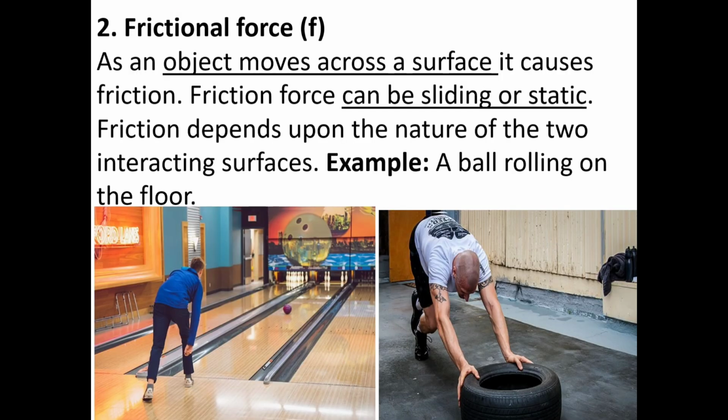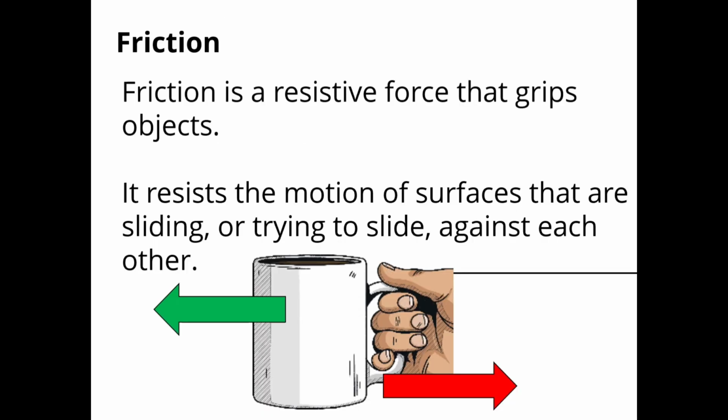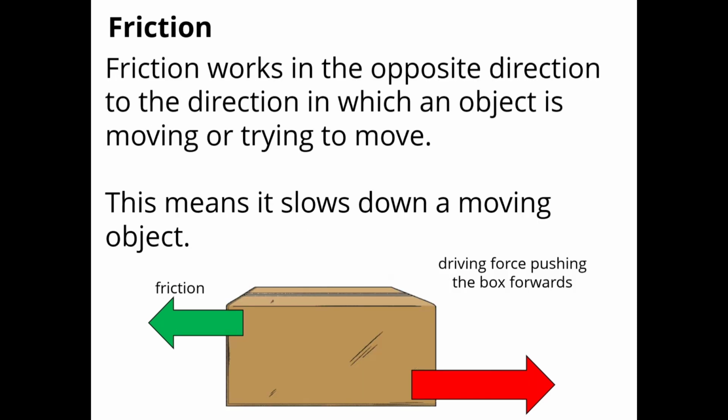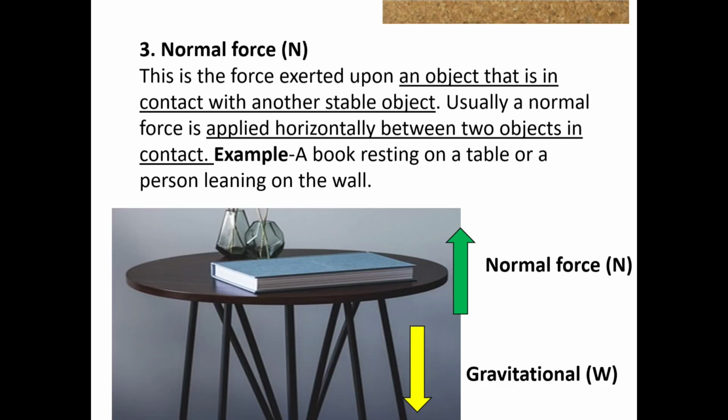2. Frictional force. As an object moves across a surface it causes friction. Friction force can be sliding or static. Friction depends upon the nature of the two interacting surfaces. Example: a ball rolling on the floor. Friction is a resistive force that grips objects. It resists the motion of surfaces that are sliding, or trying to slide, against each other. Friction works in the opposite direction to the direction in which an object is moving or trying to move. This means it slows down a moving object.